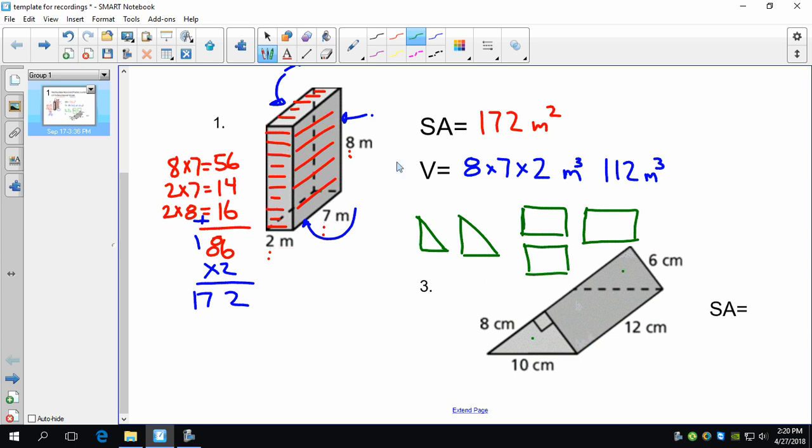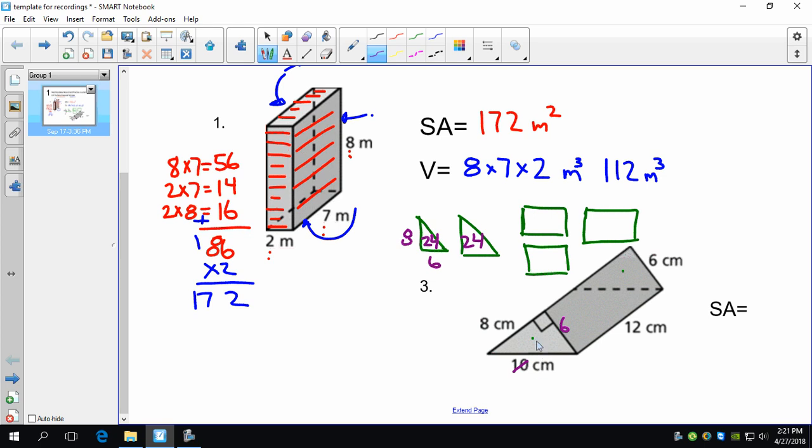Then, another tricky part here is we do not want to use the 10. We want to use the base and the height. And this right here would be 6, and this would be 8. So 6 is your base and 8 is your height. 6 times 8 would be 48. 48 divided by 2 would be 24. So each triangle has an area of 24.